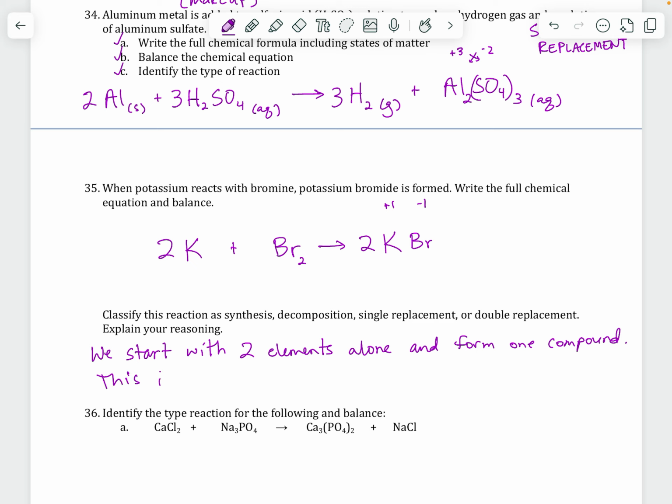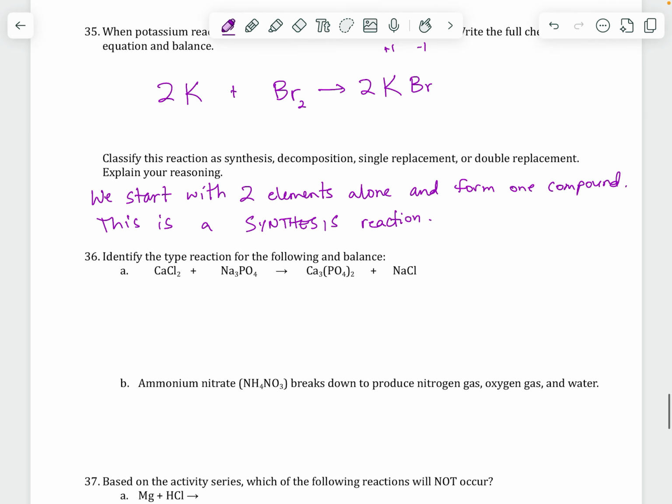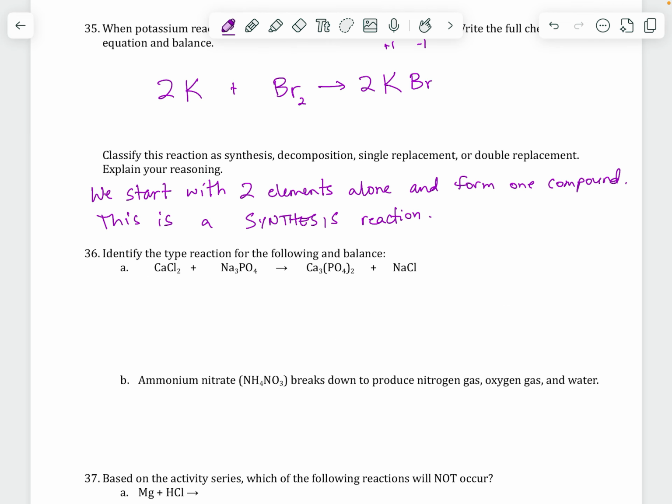This is a synthesis reaction. All right, and our synthesis reactions, again, are anytime we have 2 elements at the beginning on our reactant side, and those are going to come together. More often than not, they are going to be ionic compounds, right? Positive and a negative.